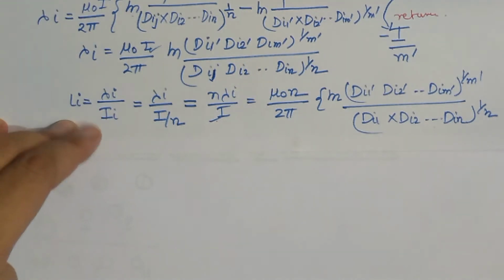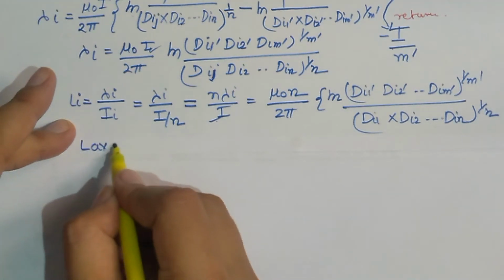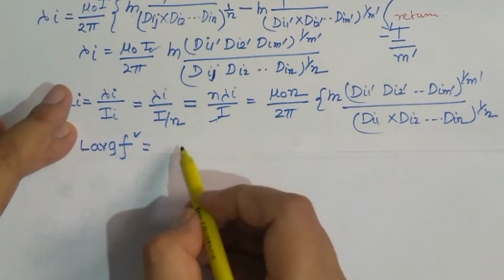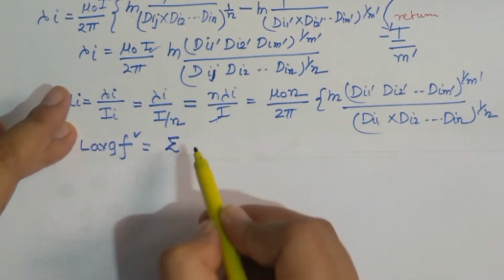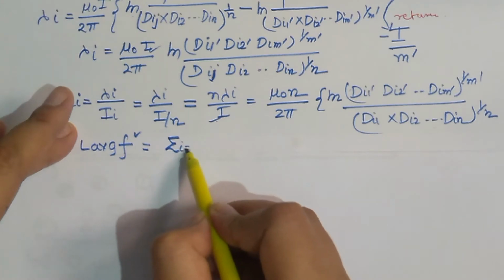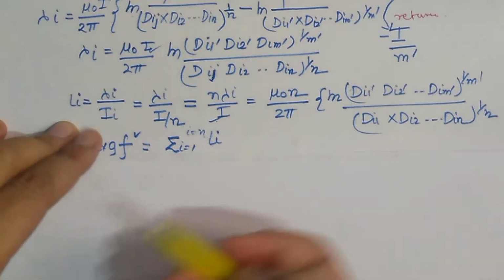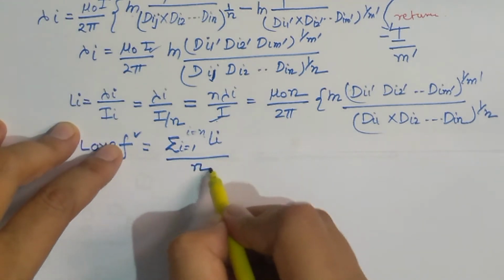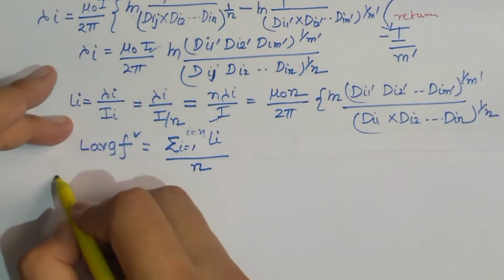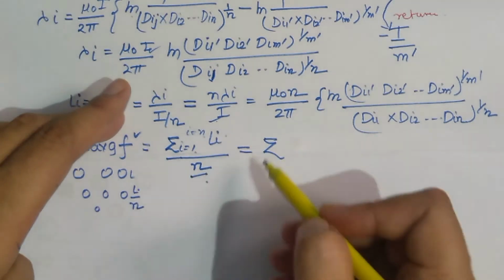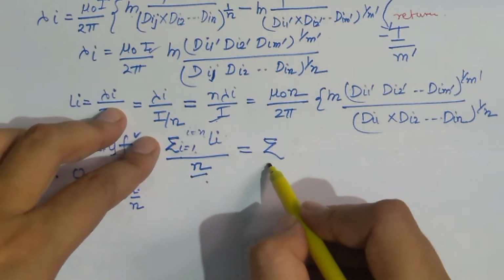Now the average inductance of all conductors in the forward path, suppose it is equal to L average. That is the average inductance of all conductors in the forward path. So what will it be? It is equal to the sum of all the inductances in the forward path divided by the total number of conductors, because when inductances are summed, we are dividing by n.